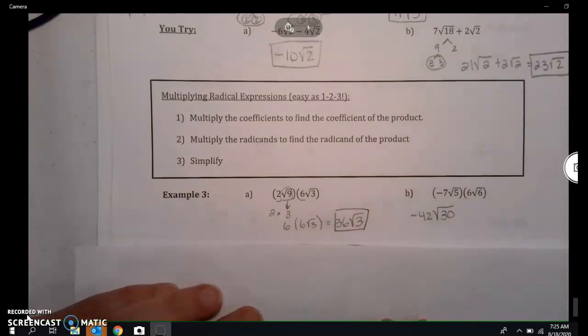Now, of course, we're going to want to check and see, can we break 30 down? And yes, you can break 30 down, but what happens is you don't get any twins out of it.